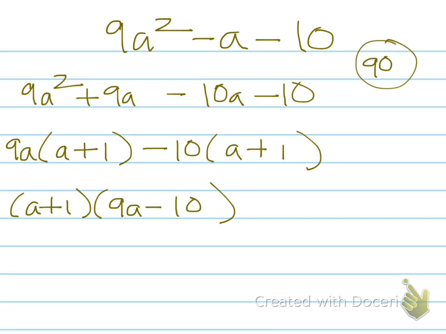Now we factor by grouping. So if we group the first 2 terms together, we can factor out a 9a. That'll leave us with a plus 1. For the last 2 terms, we can factor out a -10. That'll leave us with a plus 1. And now we have 2 terms with the greatest common factor of a plus 1. So we can factor out an a plus 1 from the 2 terms, and that will leave us with 9a minus 10.